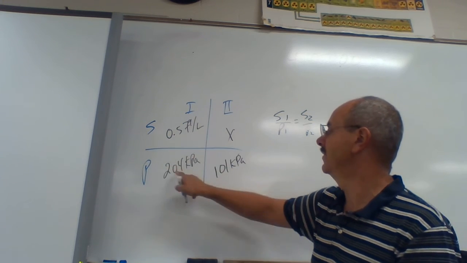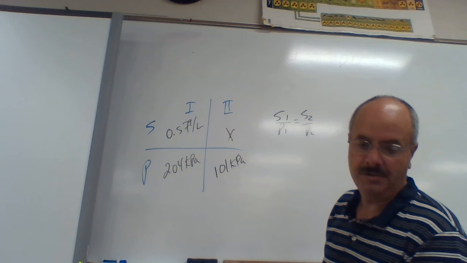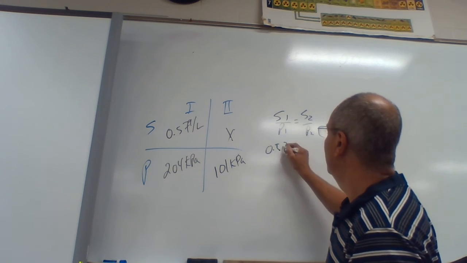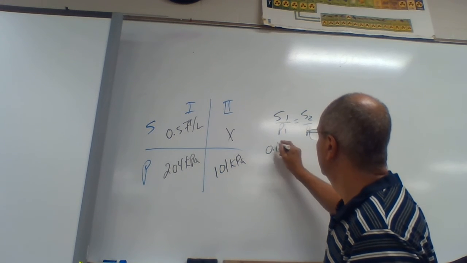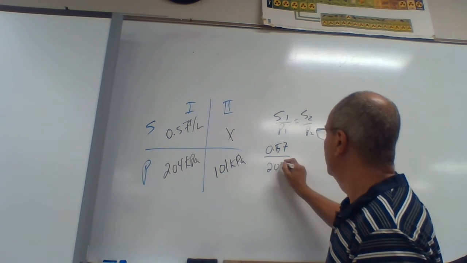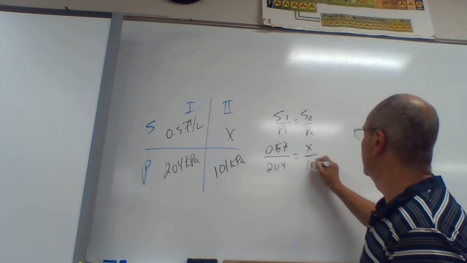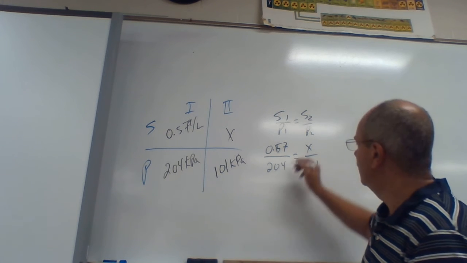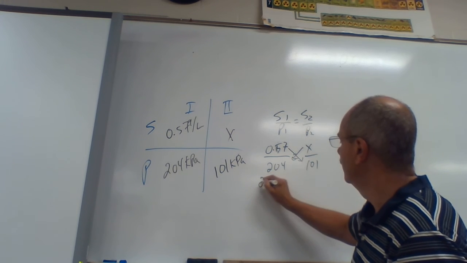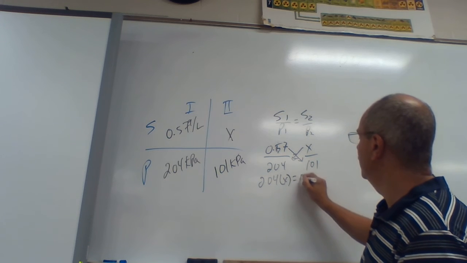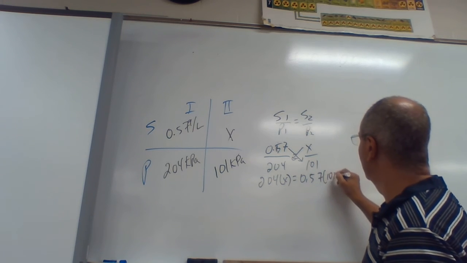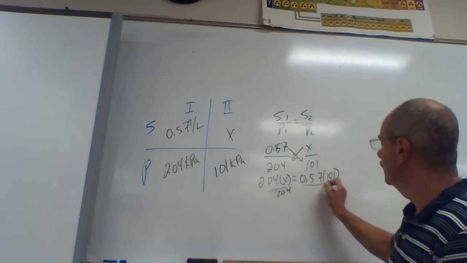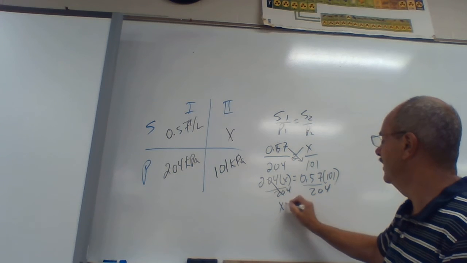So here's my S1, there's P1, there's S2, there's P2. So now I substitute these things in. So I have 0.57 over 204 equals X over 101. So I'm just transferring these over in there. Now solve this, and to solve it, you're going to cross multiply. So you get 204 times X equals 0.57 times 101. Then solve it by dividing both sides by 204. Now I end up with X.